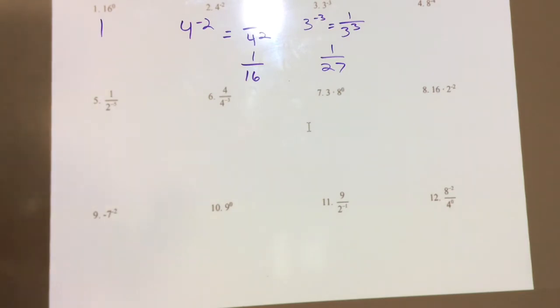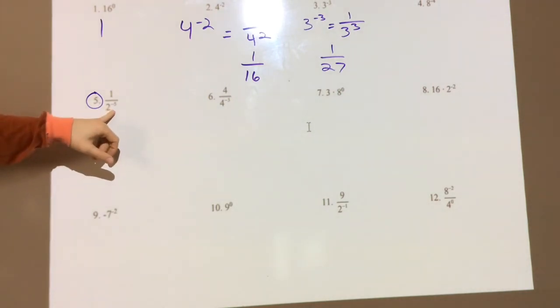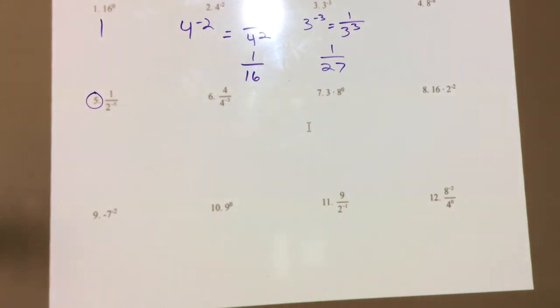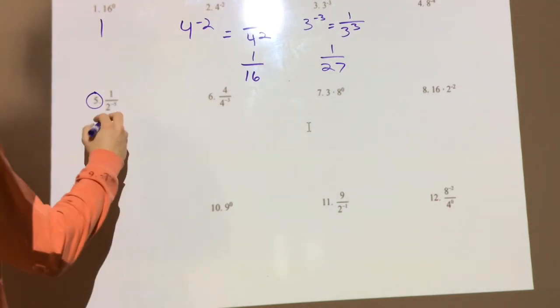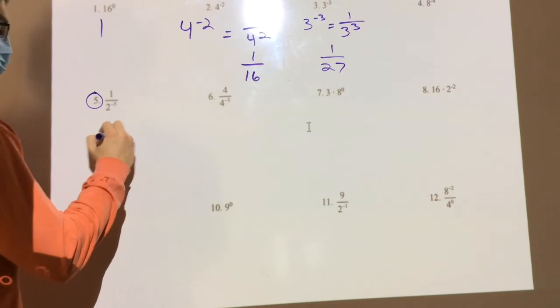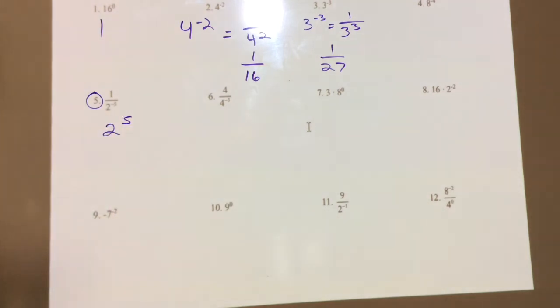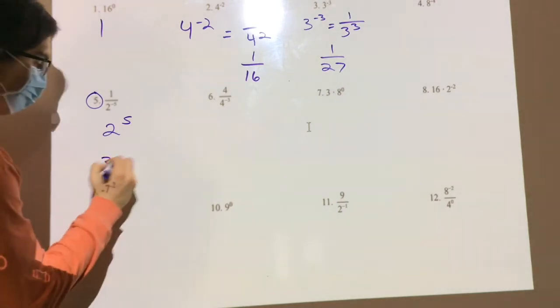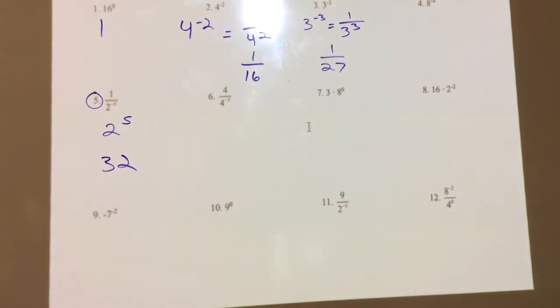Let's jump down to 5 here. Again, I'm recording this on the video, so if you need to go back and look at these, you can. I have a negative in the denominator, which means that it has to go to where? The top, the numerator. So now I'm going to end up with 2 to the 5th power. Can we figure out what 2 to the 5th power is? Well, 4, 8, 16, 32. Yeah, 32. So you just write 32.